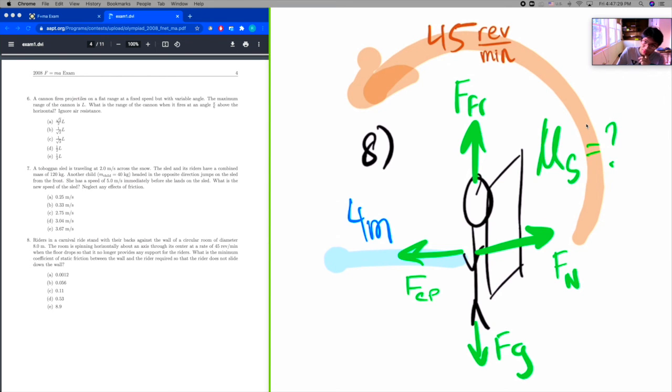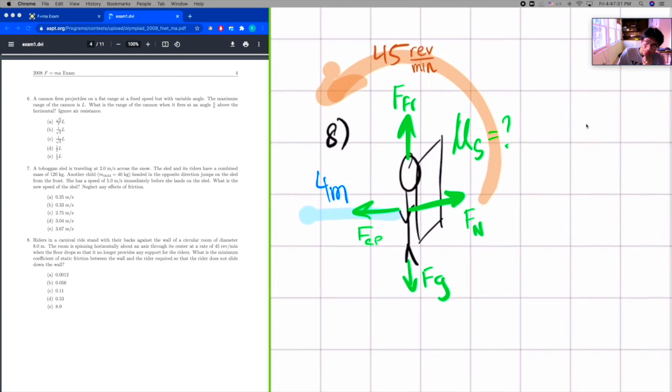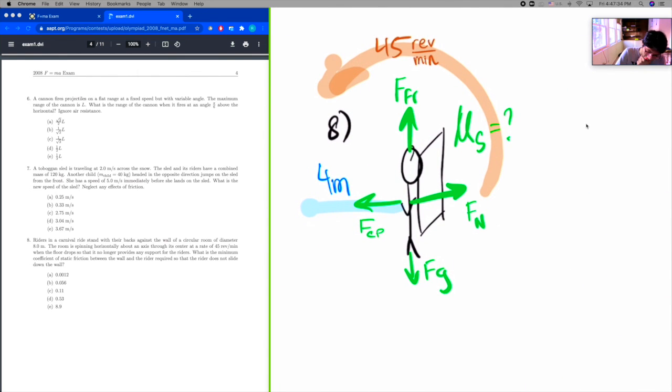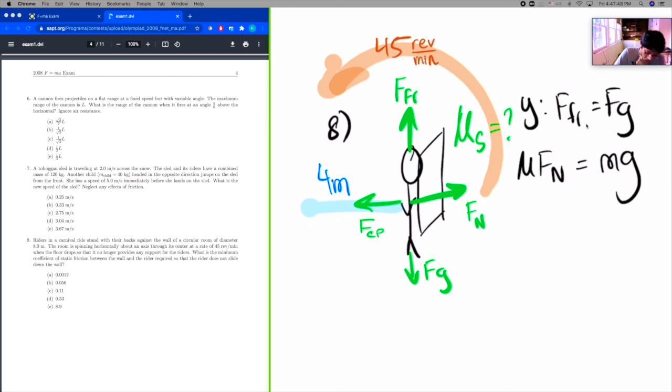We want to find mu sub s, right? So why don't we first set some things equal to each other in the y direction? We have force of friction equaling the force of gravity. Force of friction, of course, being mu Fn, and force of gravity being mg. Fn in this case would be the centripetal force, and mg we'll keep there. Centripetal force, by the way, hopefully you recall the formula, is mv squared over r.